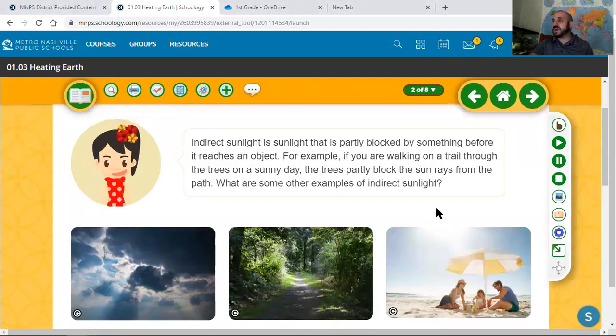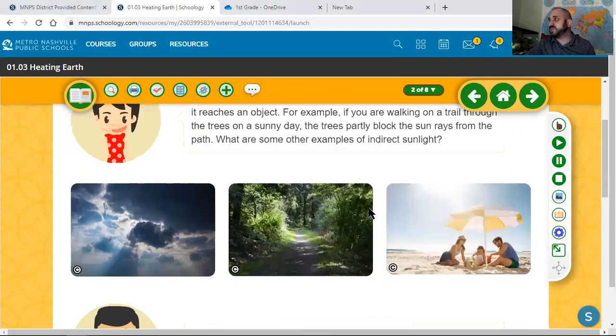Indirect sunlight is sunlight that is partly blocked by something before it reaches an object. For example, if you are walking on a trail through the trees on a sunny day, the trees partly block the sun's rays from the path. What are some other examples of indirect sunlight? So here I see that trail picture where there's some spots of sun and some spots of shade. It's probably going to be a lot cooler there in the shade. Over here, I will pause so that the teachers can ask what's going on in this picture. Well, how are these examples of indirect sunlight?